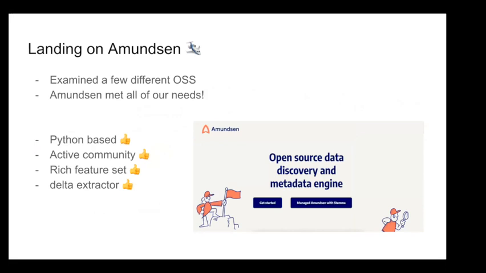There was an active community, which I really liked, knowing that there is development constantly happening and new features coming. And then there's already a rich feature set at its base. So it checked off all the boxes for us, like owners, tags, all of that stuff. And then one big key component for us was that it had a Delta extractor out of the box. I'm like 99% sure it is the only open source solution with a Delta extractor to actually extract metadata from Databricks Delta. So we landed on Amundsen, which was great.